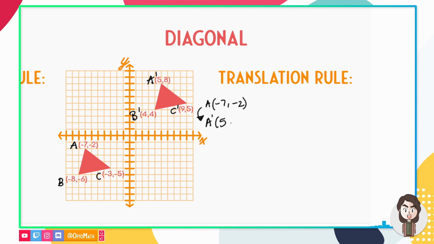to (5, 8). So what happens from -7 to 5, how much do we increase? And that's an increase of 12. So our change in x has got to be an increase of 12. And let's figure out our change in y. From -2 to 8 is an increase of 10.